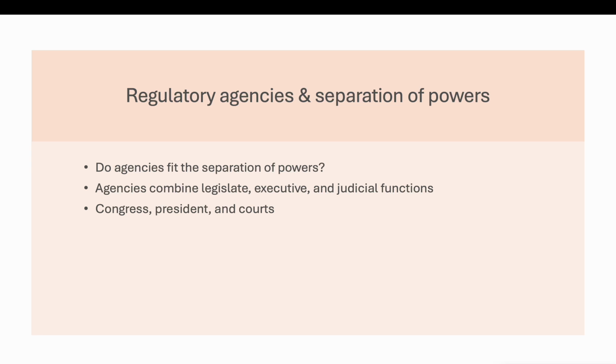Oversight exists through all three branches. Congress creates and funds agencies. The President appoints leaders. Courts review agency actions. And as you can see, that is the three branches of the government.